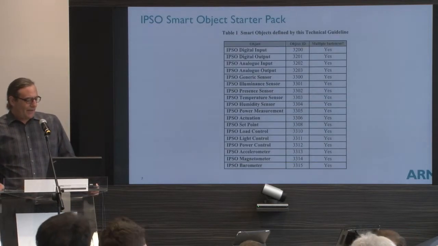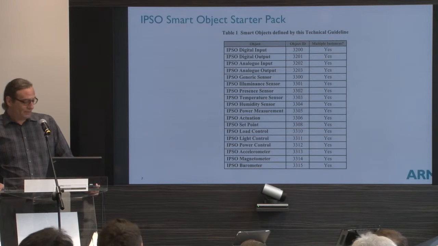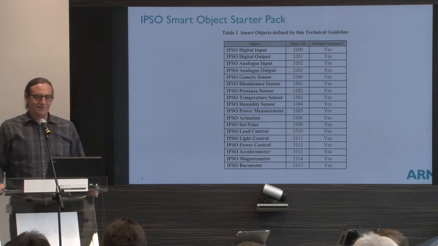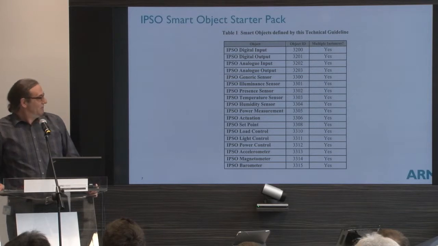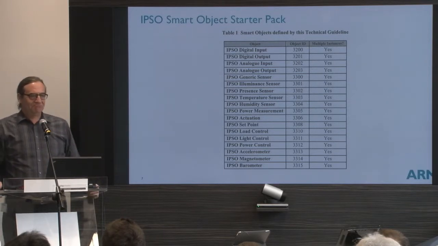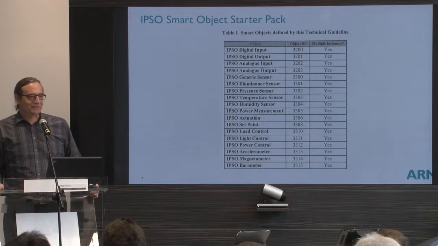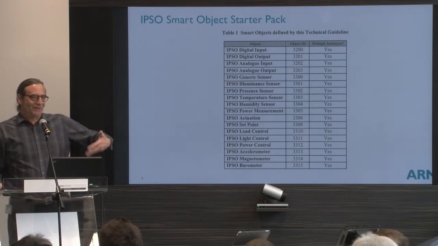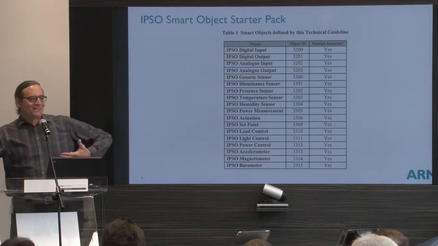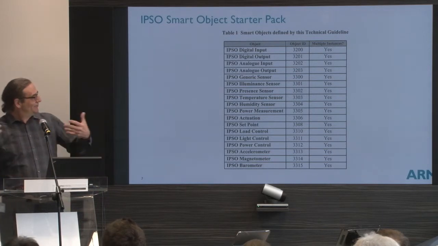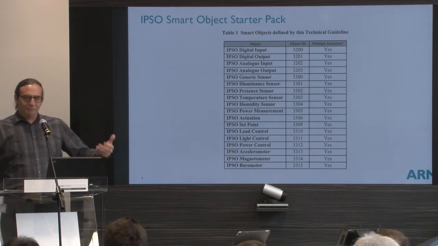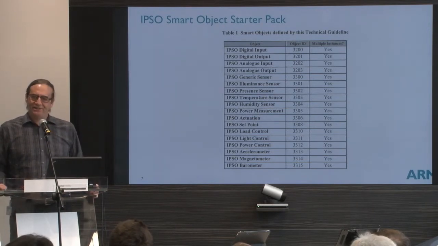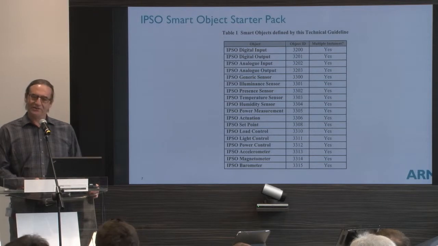And this is the Smart Object Starter Pack, just a list of the objects. I won't read them out to you. You can go look at them on the slide, but they're the basic things. There wasn't a loudness sensor or a sound sensor, but we could add that, for example. So one of the things we need to do is figure out what are the basic sensors that we need to add to fill out this list to have a more broadly applicable set. They're very easy to add. It's not going to take much to do that.